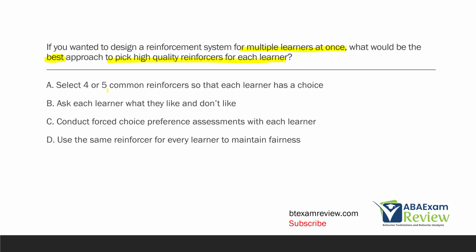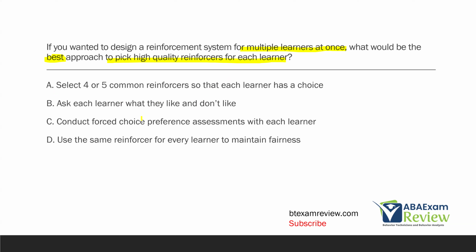A, select 4 or 5 common reinforcers so that each learner has a choice. Now, given the amount of resources and time you may have, A is viable. Is it the best? No, but it is viable. But do we have a better answer? B, ask each learner what they like and don't like. Interviewing each learner indirectly is a good idea. Is it the best? It's better than A because at least with B, we're getting some objectivity more or less based on our interviews with the learners.